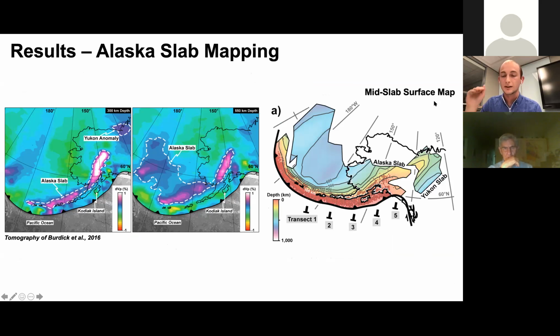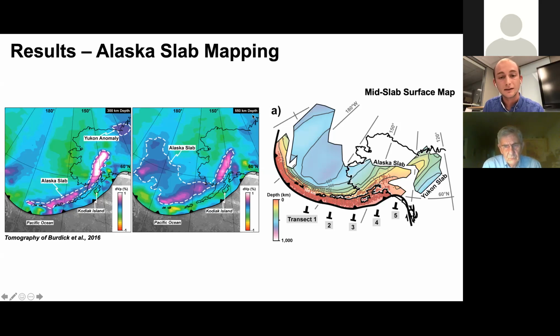And that's just the geometry of the exact middle of the slab throughout. So we're essentially making a structure map of the geometry of the slab. Here below Alaska at shallow depths, around 300 kilometers, you can see that this Alaska slab broadly has a steeply dipping geometry, excluding this area below mainland Alaska, where we have flat slab subduction.